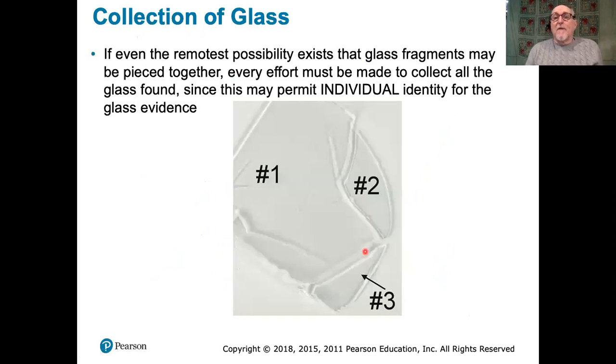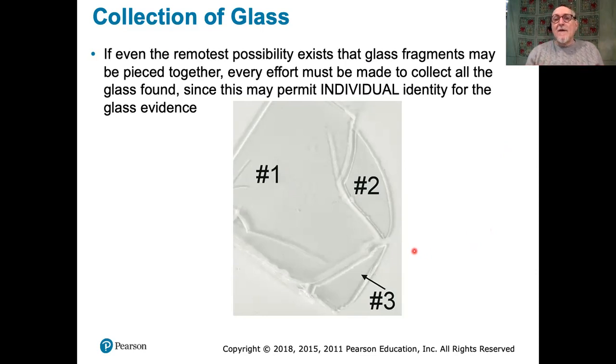Now, it is possible that glass, especially from an ordinary window, if it shatters, could be pieced together and some story could be told, especially if a glass fragment is recovered, say, from a suspect or from a suspect's vehicle or something like that. And if those could be pieced together, it is very strong individual evidence, but this is extremely rare.